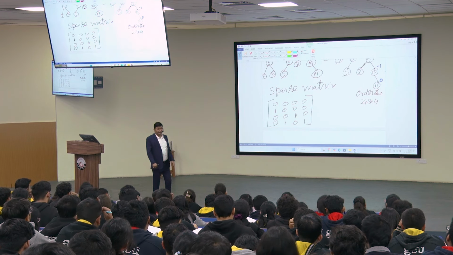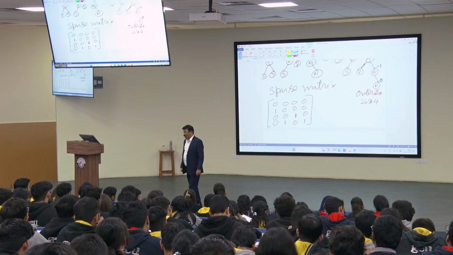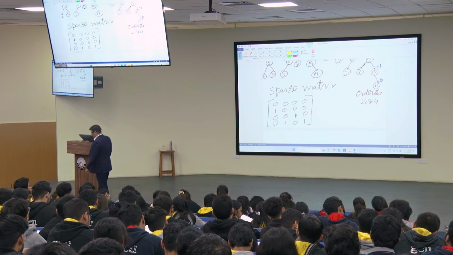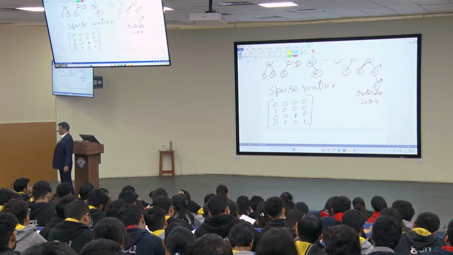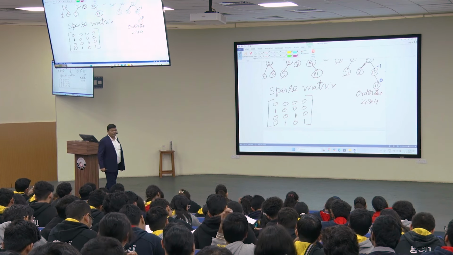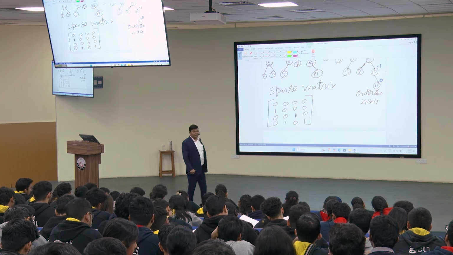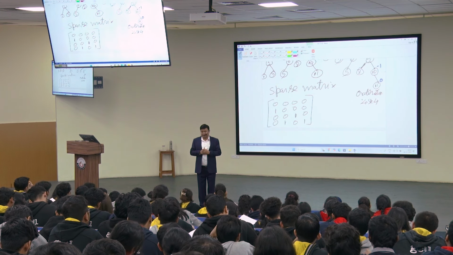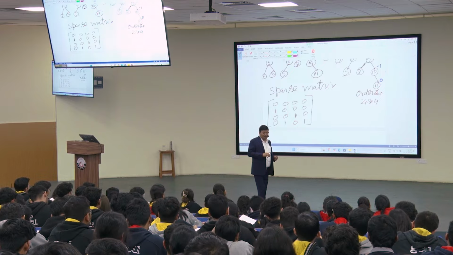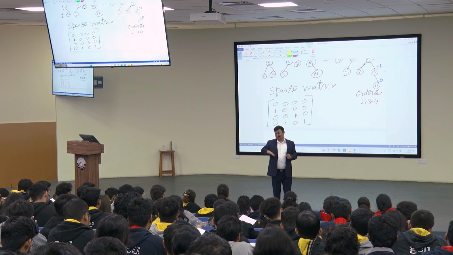So this type of matrix, where the majority of elements are 0, is called a sparse matrix or sparse array. A sparse array or sparse matrix is a matrix or array where the majority of elements are 0. Normally, whenever we store elements of a matrix, how do we store them? Normally, we have assumed that things are in rows and columns. Things may be straight also.